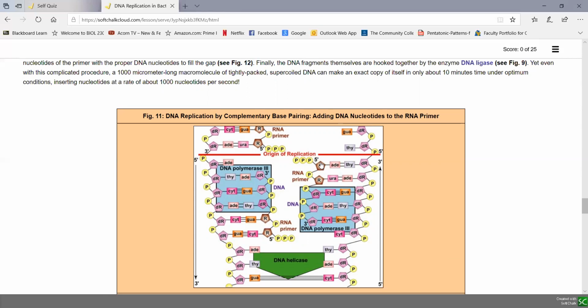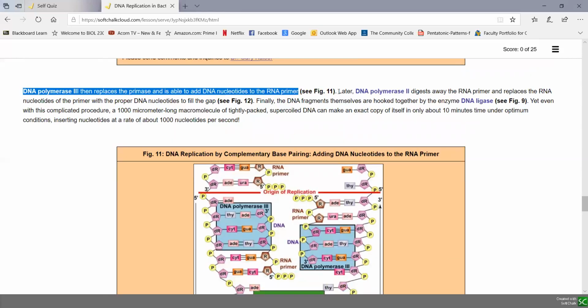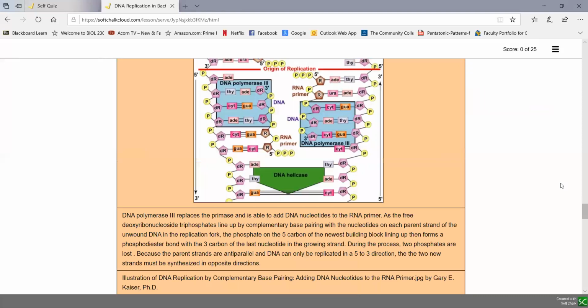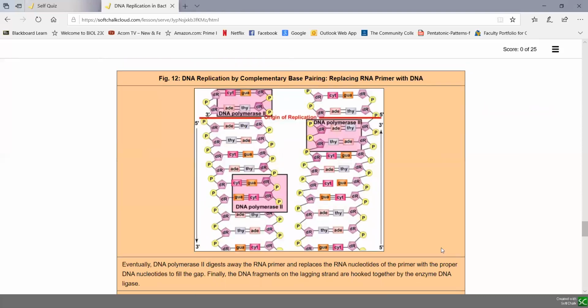happening here. Here's the beginning of our RNA primer that primase put in. So now DNA polymerase III starts lining up deoxyribonucleotides by complementary base pairing, and each one of those hooks to the OH of the previous one. Then another enzyme called DNA polymerase I digests away the RNA primer and replaces those RNA nucleotides with the proper DNA nucleotides. And we see that in the next illustration, figure 12.